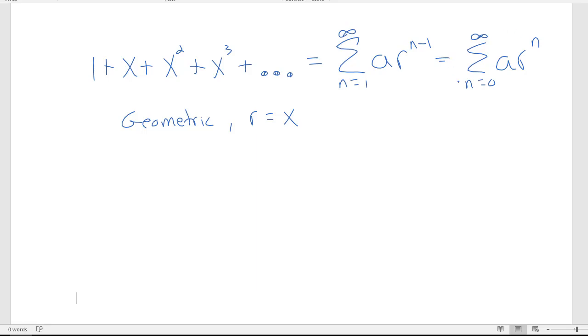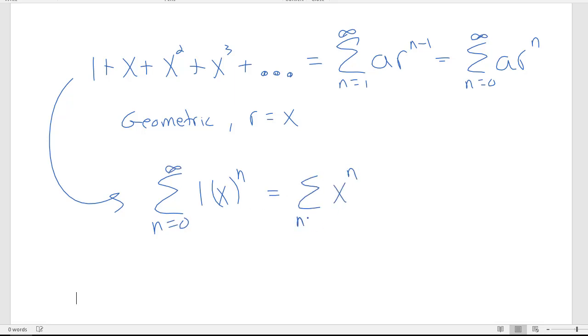So the a, if I look at this last expression, a r to the n, the a is the first term in the series. So this series here, in sigma notation, the first term in the series is 1, and then I have x to the n, and n goes from 0 to infinity. So that is the sigma notation form of my series, 1 plus x plus x squared plus x cubed plus so on and so forth.